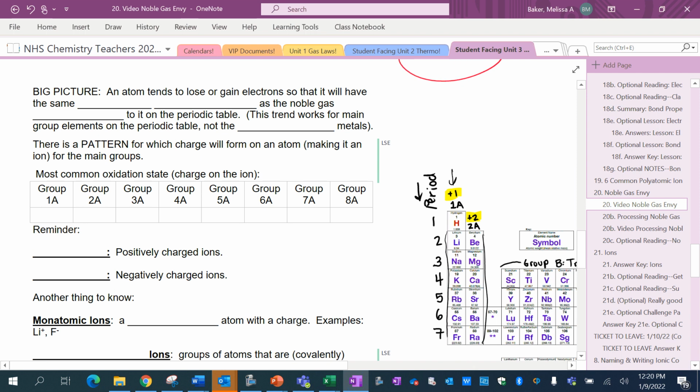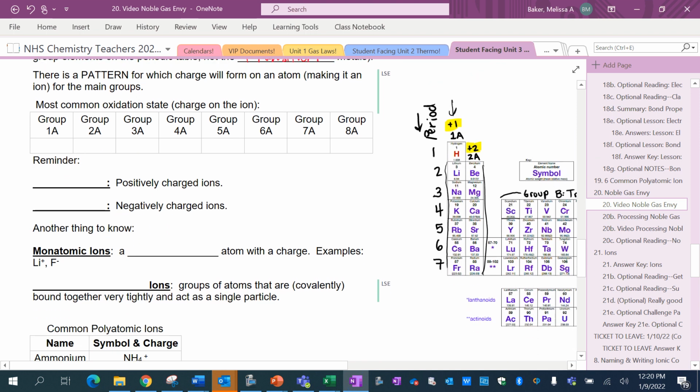The big picture here is that an atom tends to lose or gain electrons so that it will have the same electron configuration as the noble gas closest to it on the periodic table. This trend works for the main group elements on the periodic table, not the transition metals. Those play their own game.